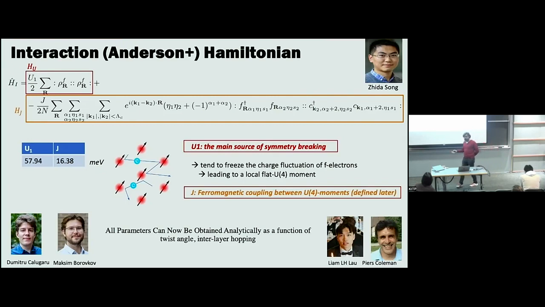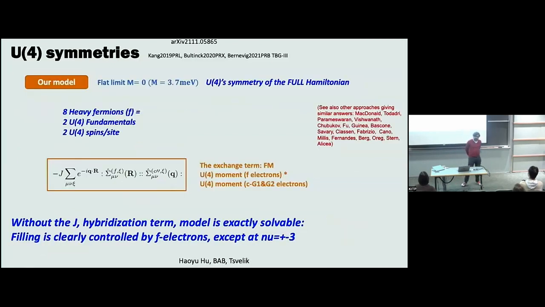You basically want to polarize these F electrons at integer fillings to lower the energy. Now, in the original paper, we obtained these values, U and J and all these other values, by projecting the continuum model numerically. But it turns out you can do an analytic job and obtain these values as a function of parameters that are called W0 and W1, for the experts in the field. So this J term will turn out to be a ferromagnetic coupling between some larger symmetry moments. And these are the larger symmetry moments.